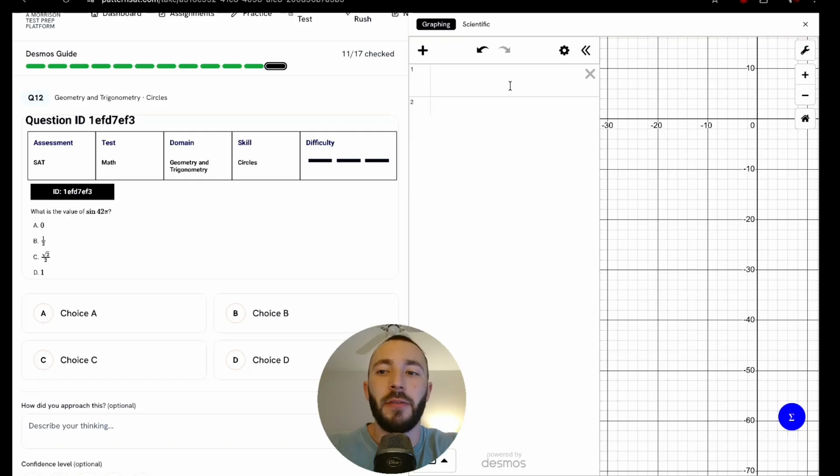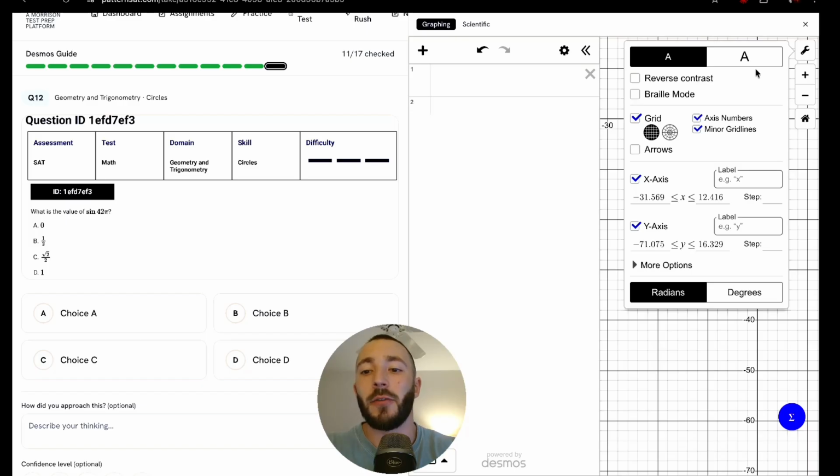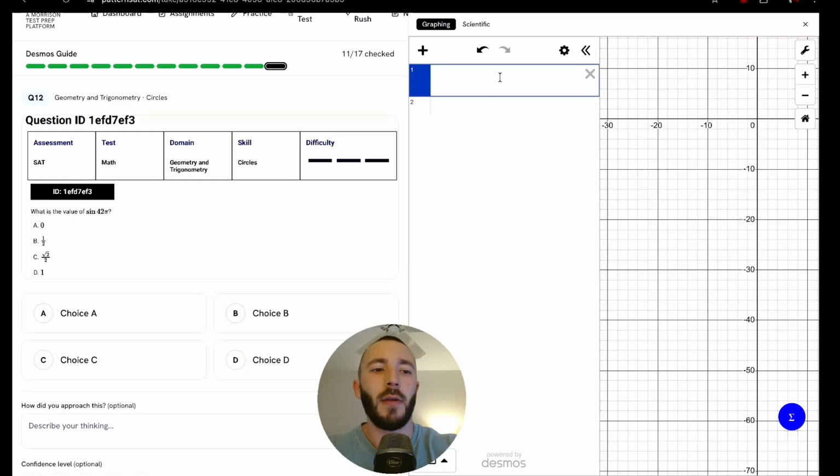Okay, what is the value of sine 42 pi? This is really, really simple. I just wanted to show you one thing that's really important to note when you're dealing with things like pi and sine and cosine. You need to make sure you understand whether you are in radians or degrees. So when we're dealing with things like pi, we want to be in radians. If you click this wrench in the top right corner, it opens up settings. Most of these you're never going to have to deal with, but radians and degrees you do have to deal with. Let's just see what happens if I'm in degrees.